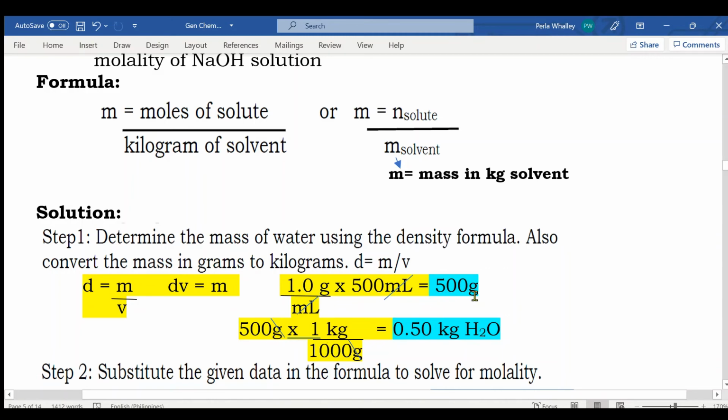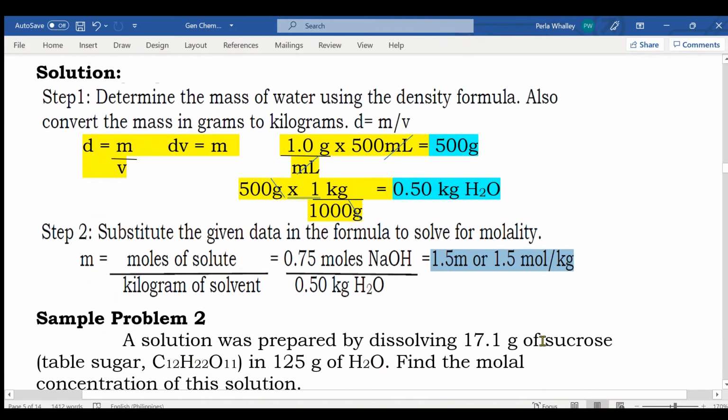And the 500 grams is converted to kilograms. So 500 grams is equal to, in 1 kilogram there are 1,000 grams. Grams and grams cancelled, and what is left is 0.50 kilograms of water. So that is the mass.